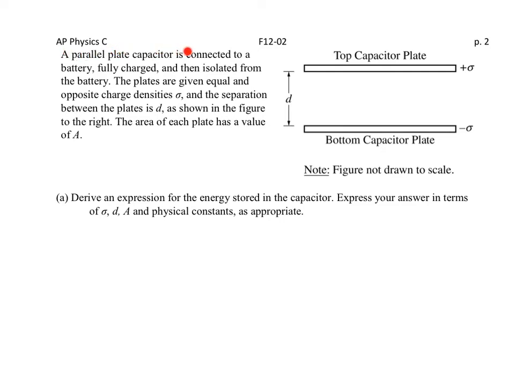A parallel plate capacitor is connected to a battery, fully charged, and isolated from the battery. Plates are given equal and opposite charge densities sigma, and the separation between the plates is d, as shown in the figure to the right. The area of each plate has a value of A. Part A. Derive an expression for the energy stored in the capacitor. Express your answer in terms of sigma, d, A, and physical constants as appropriate.